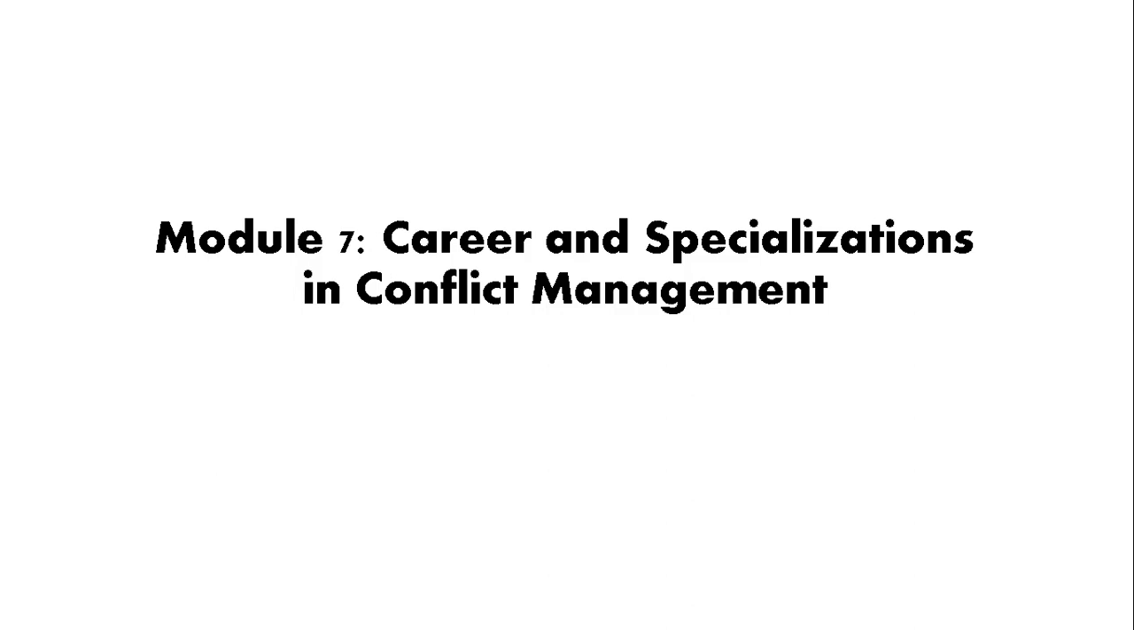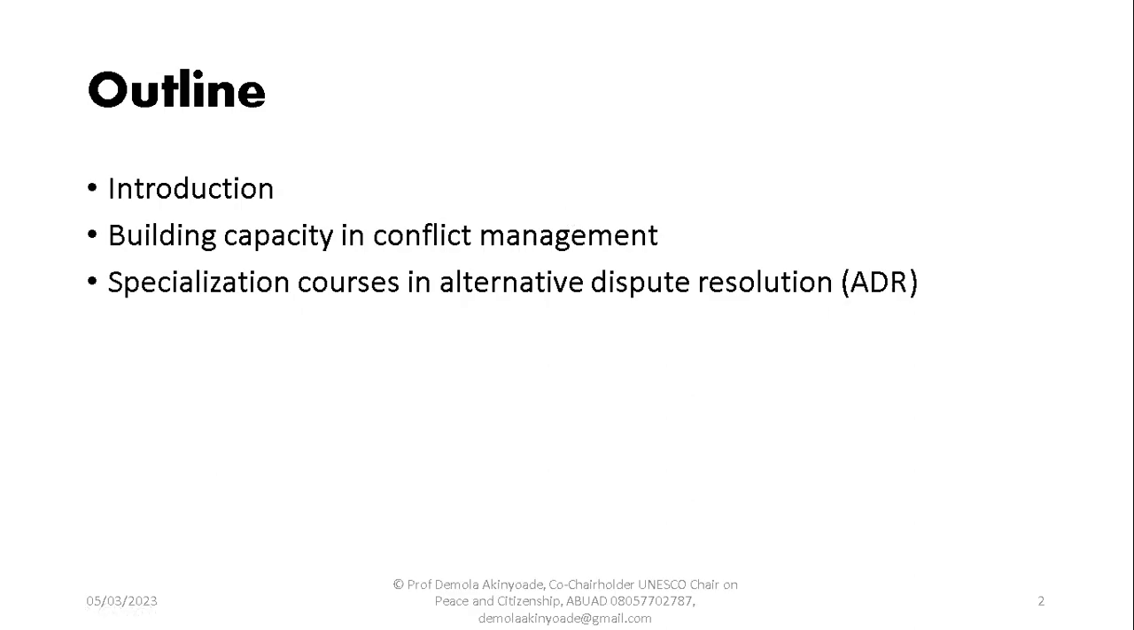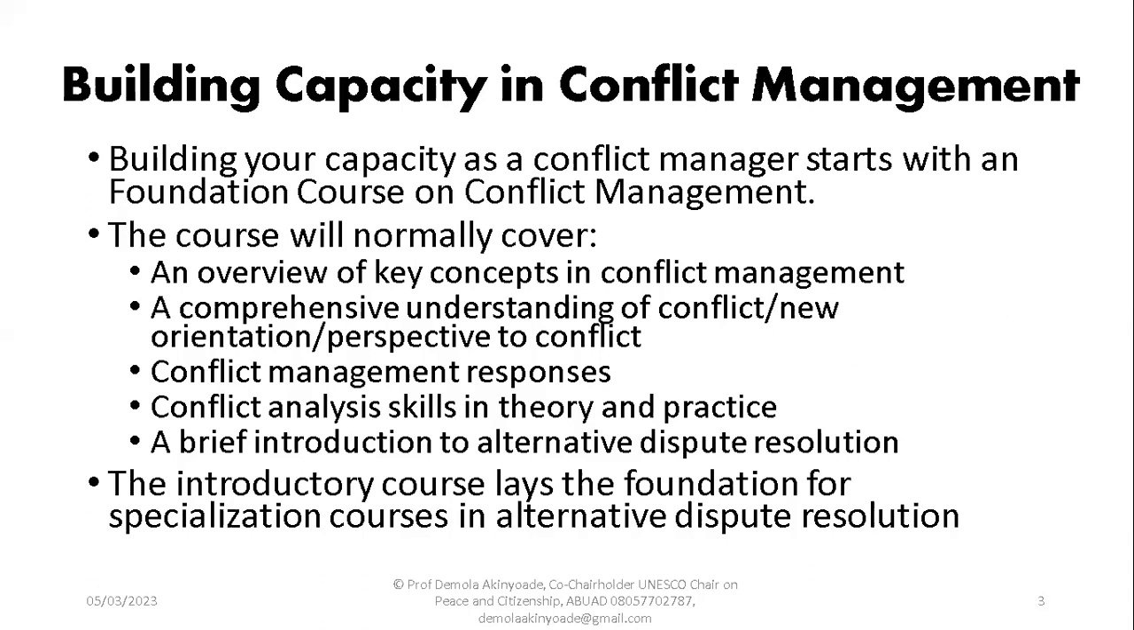This course we are going through, a foundation course in conflict management, gives us the foundation, the basics. So the foundation of a career in conflict management is already being laid. Now, to be a career conflict manager, what else do I need to do? Which direction do I need to go? We want to look at how you need to build your capacity in conflict management and some specialization courses in alternative dispute resolution, because ultimately, conflict management at this level is essentially alternative dispute resolution.